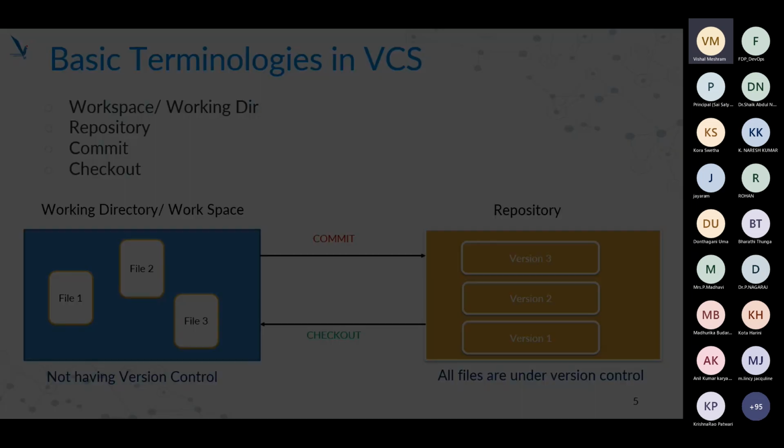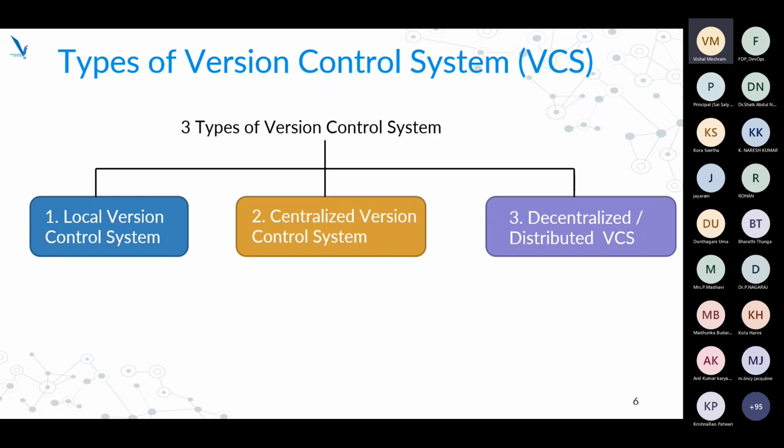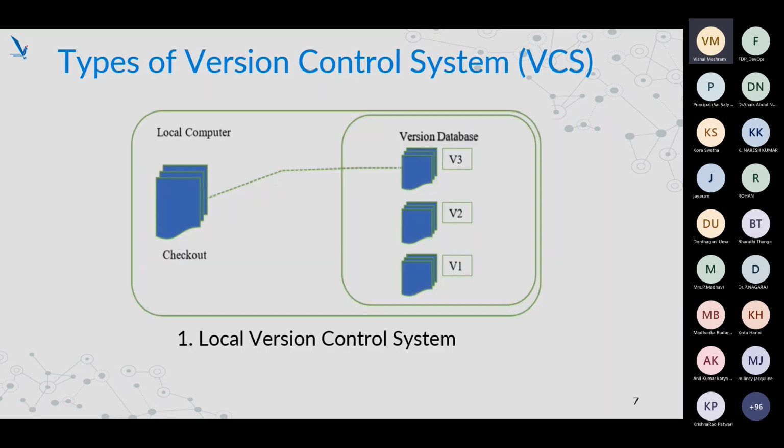Okay. After that, there are three different types of version control systems. First is the local version control system, which is not used. So I am going to skip this, or in one line I will explain. But we are going to focus on these two important version control systems. One is called the centralized version control system, and the other is called the decentralized or distributed version control system.